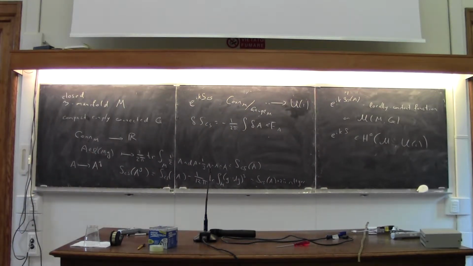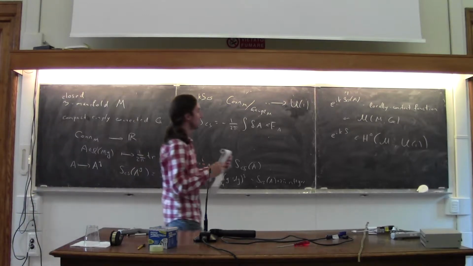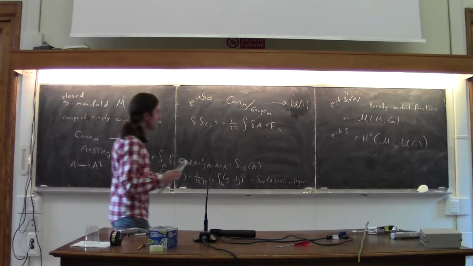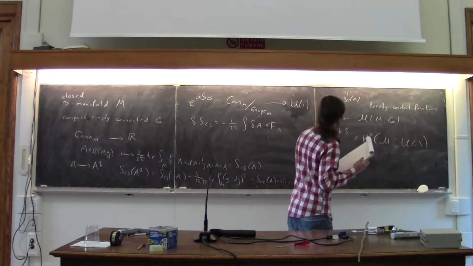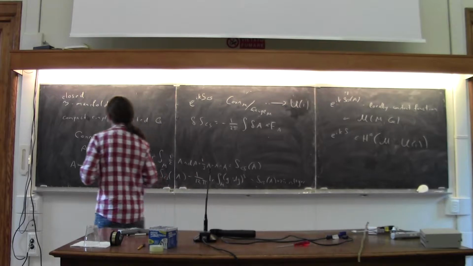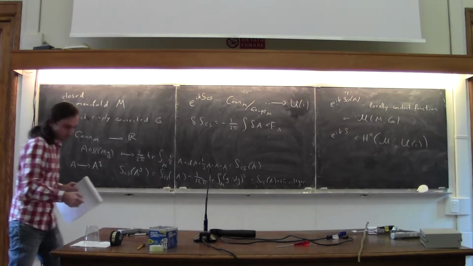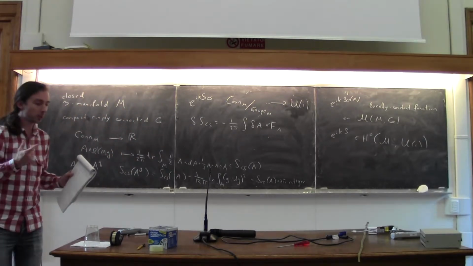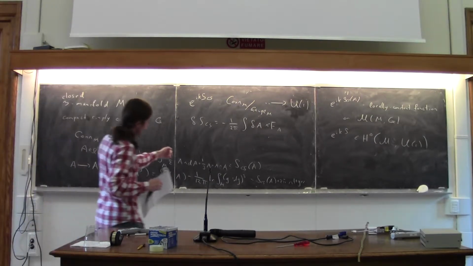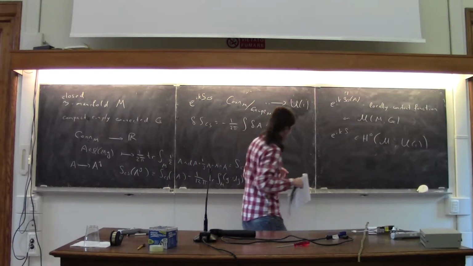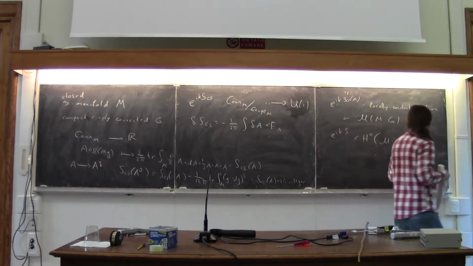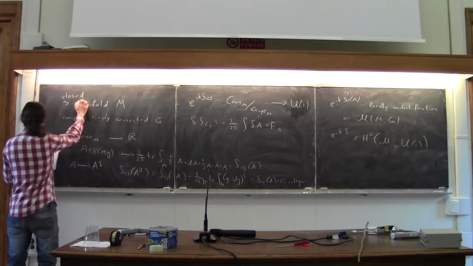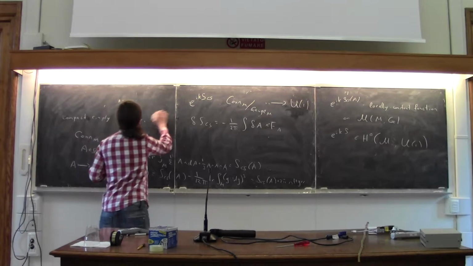Alright, so now I wanted to comment on what happens with this story if you have a three-manifold with boundary. So if you have a three-manifold with boundary, things change because the Chern-Simons action function stops being gauge invariant, so even with respect to infinitesimal gauge transformations, it spits out some boundary term.